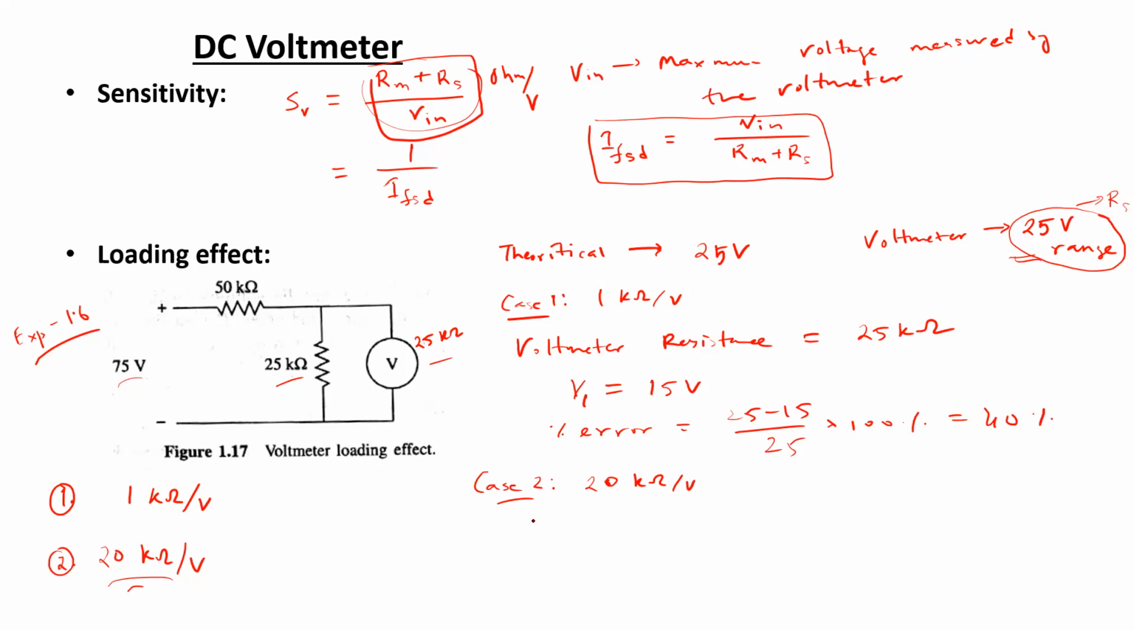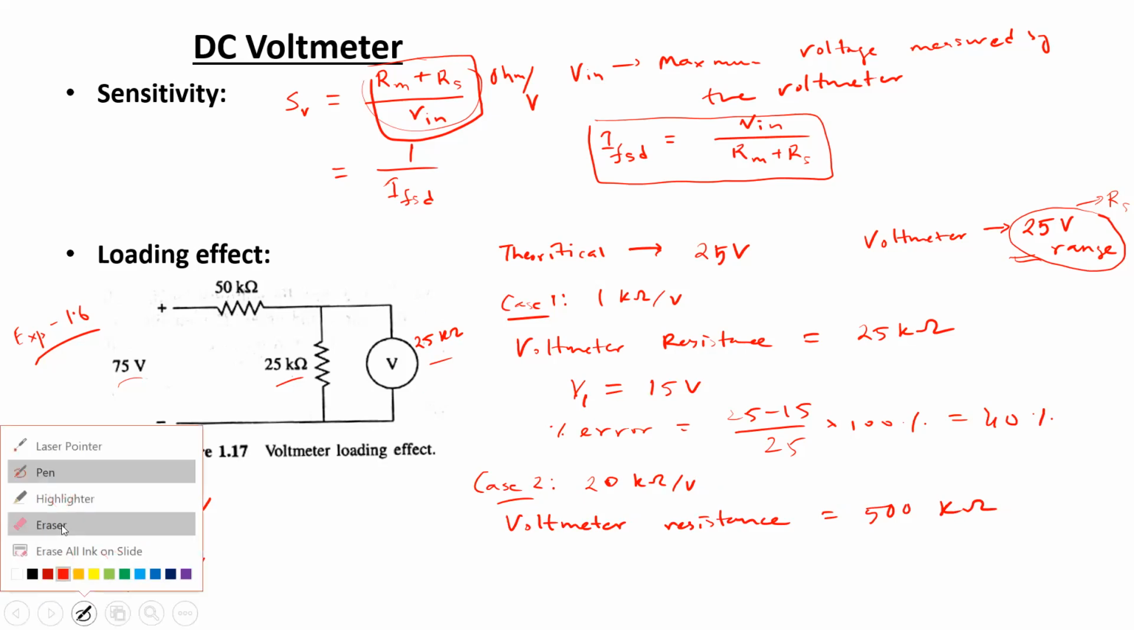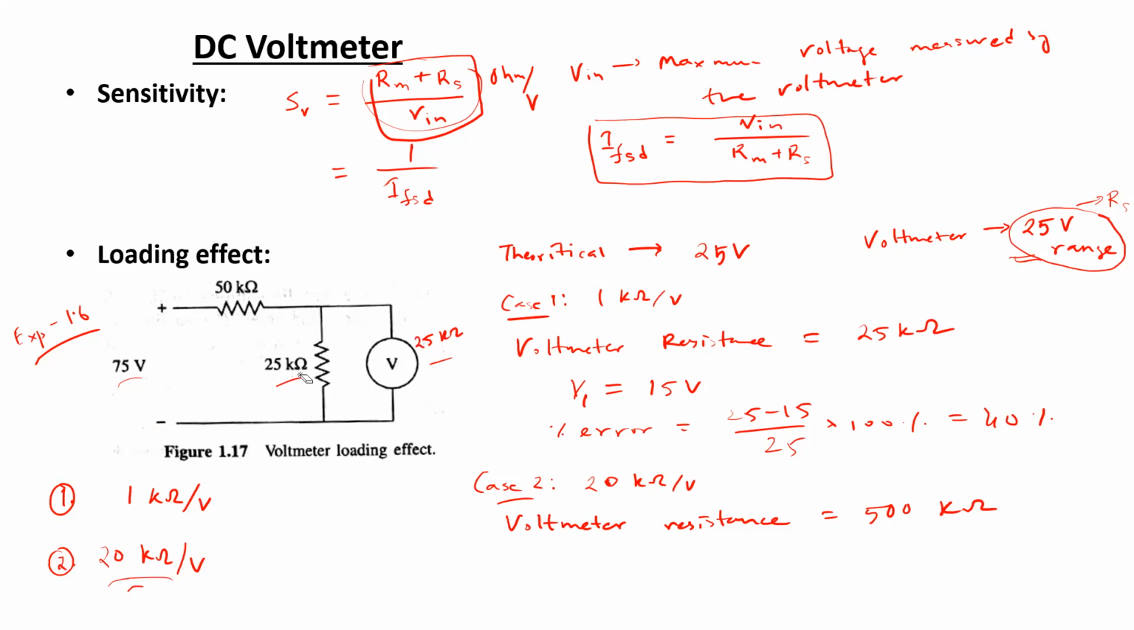For this case, the voltmeter resistance would be 20 kilo ohms per volt multiplied by 25. So in this case, the internal resistance of the voltmeter would be 500 kilo ohms. And using this value, now let's say, along with the 25 kilo ohms load, for the second case, a voltmeter is connected that has a resistance of 500 kilo ohms.